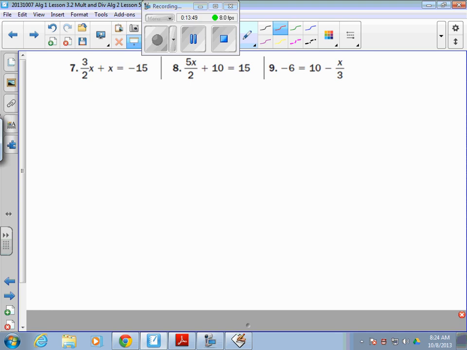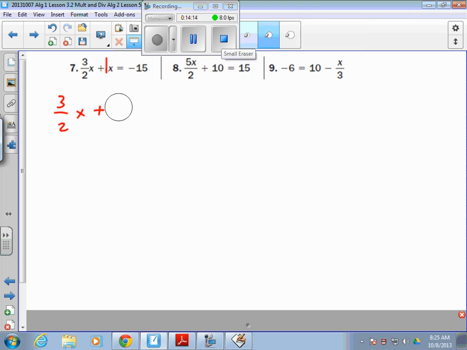Number 7 says 3/2 x plus x equals -15. You have to combine your like terms first. 3/2 x plus, this is 1x. So 3/2 x plus 1 is the equivalent of 2/2. And the reason I say 2/2 is because you want it to be the same denominator. We know 2 divided by 2 is 1, but notice the denominators at the bottom are the same now. They're both 2. So 2/2 x.